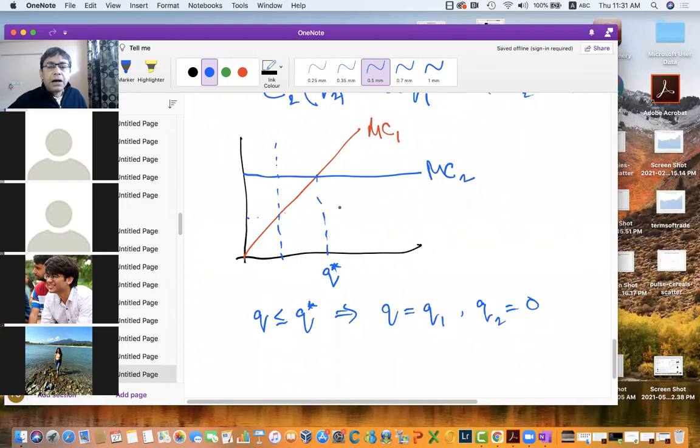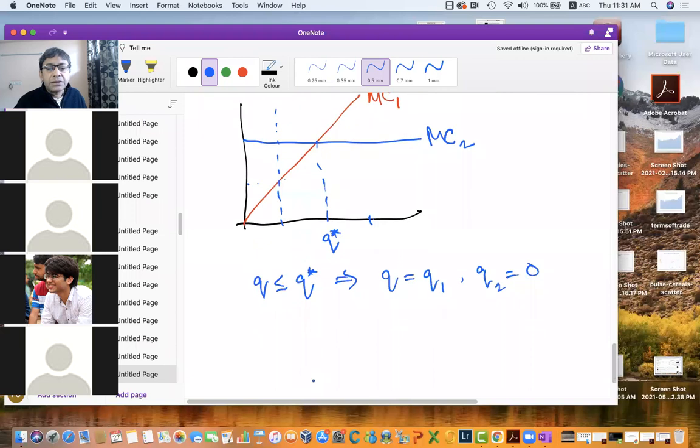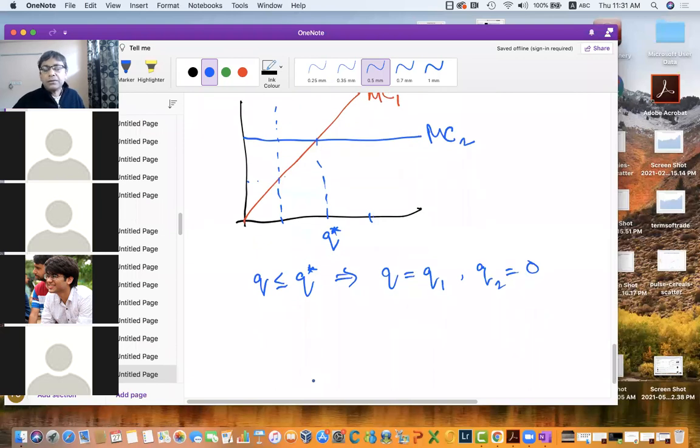Okay. Now, what of quantities which are greater than Q star? What will be the optimal allocation there? So shut down factory 1? No. It will be a combination of both. Yeah. So anytime there is an interior allocation, the principle is MC1 equal to MC2.